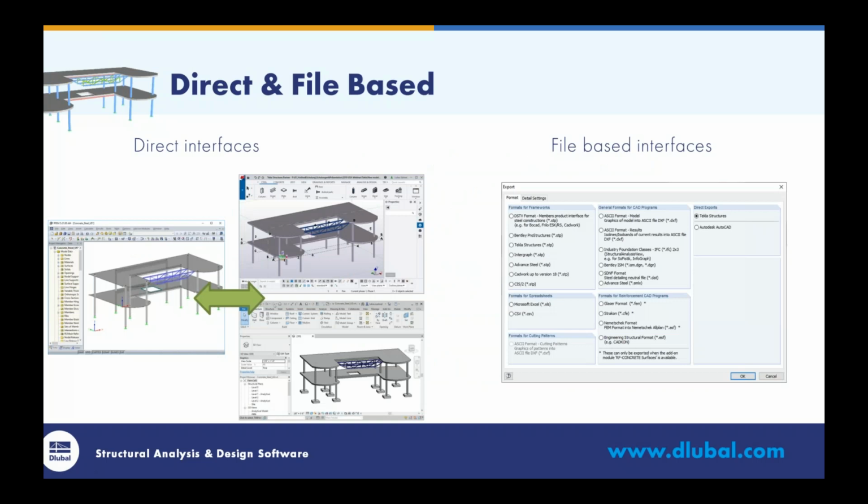Most of the other interfaces that we have are file-based interfaces. File-based interfaces are limited by the options the format offers. So if the file format has no option to exchange, for example, load cases or load data, there's no way we can change this. On the opposite, the direct interfaces are based on the APIs of both programs. So this allows us to define the exchange according to our expectations, of course with the limitations of the APIs.